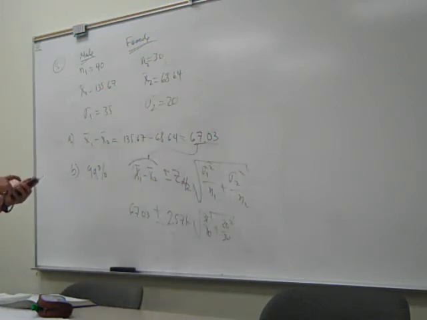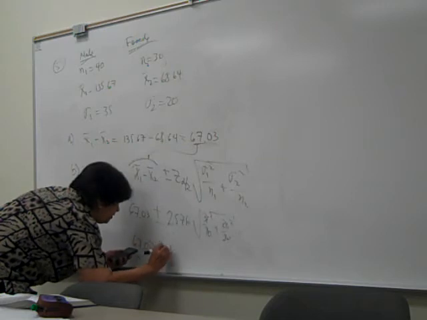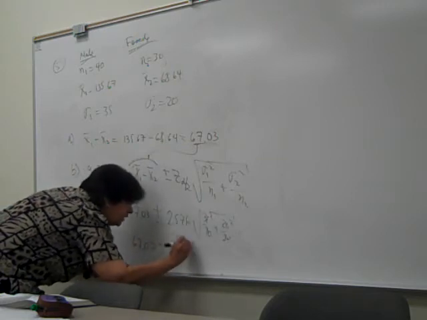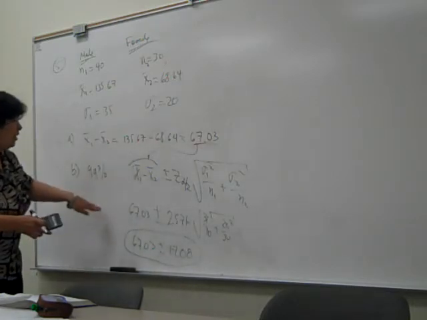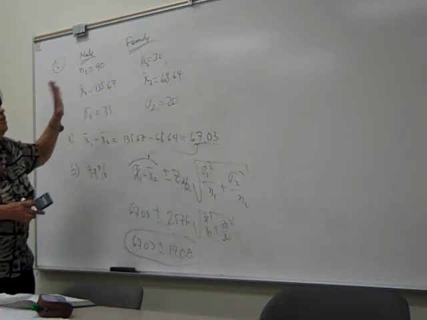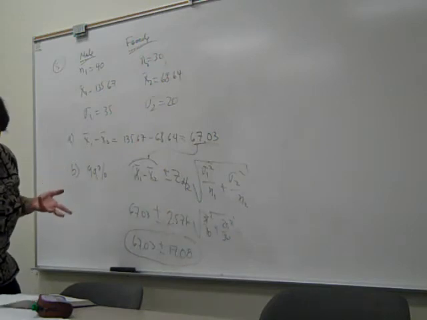That is 35 squared divided by 40, plus 20 squared divided by 30, square root, times 2.576, and that is equal to 67.03 plus or minus 17.08. This is my confidence interval for the difference in expenditures between male and female. That's it.